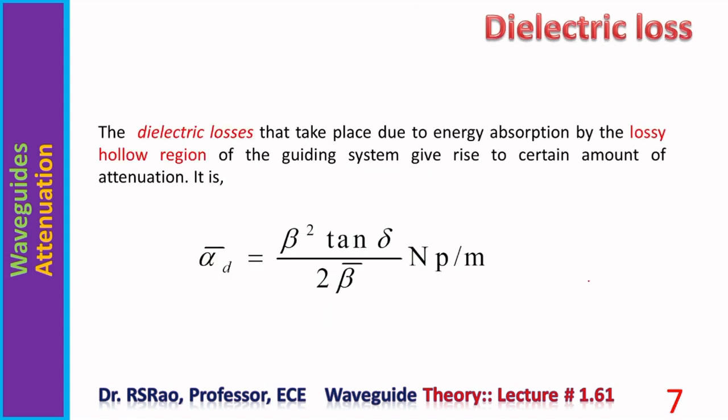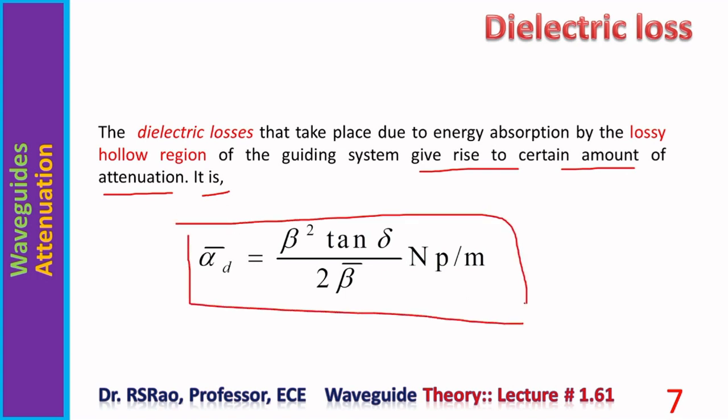The dielectric losses that take place due to energy absorption by the lossy hollow region in the guiding system give rise to a certain amount of attenuation. The attenuation constant due to dielectric losses can be found as beta square tan delta by 2 beta bar. Beta means phase shift constant for TEM wave. Tan delta is loss tangent. Beta bar is phase shift constant along the guide length. It is in radians per meter.